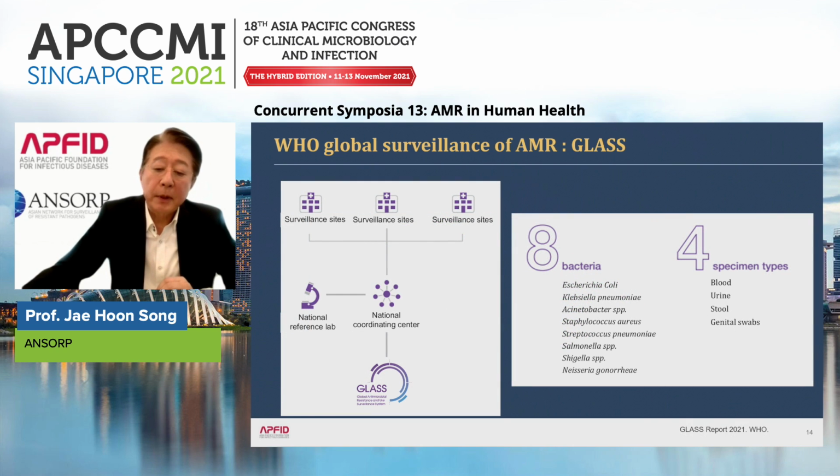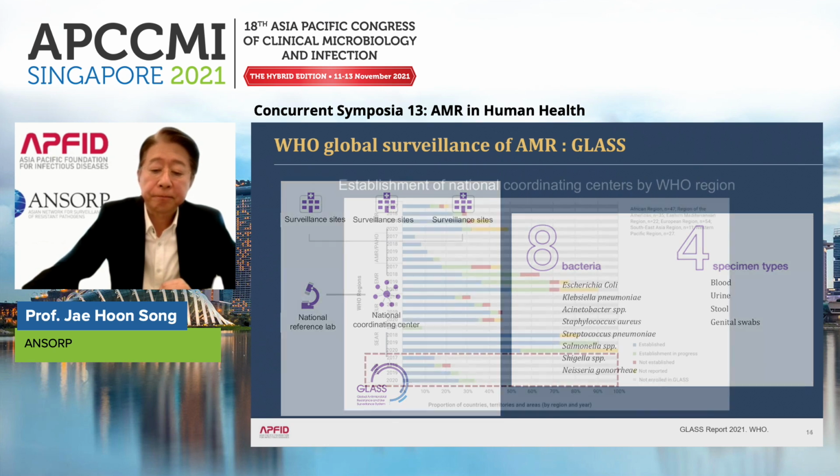For GLASS program, surveillance sites in each country are doing the local surveillance of AMR, and data are analyzed by national reference labs and national coordinating center, which are sent to GLASS of WHO. GLASS is focusing on 8 major bacterial pathogens from 4 major specimen types as shown here.